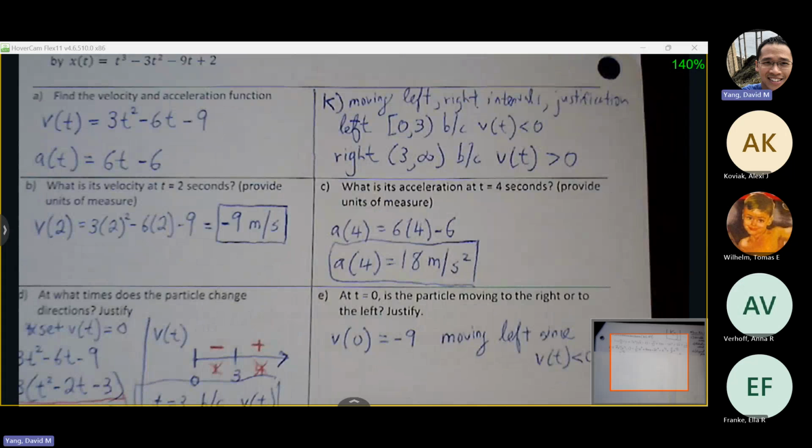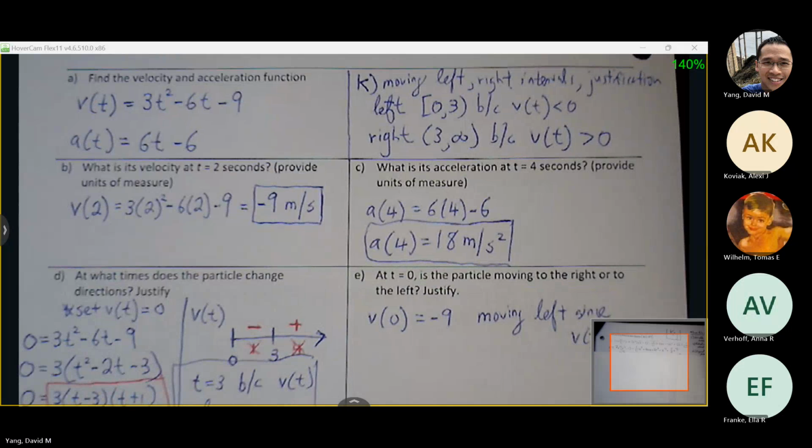All right. Any questions? Top half of the page. Okay.